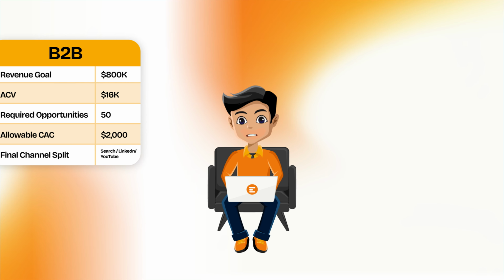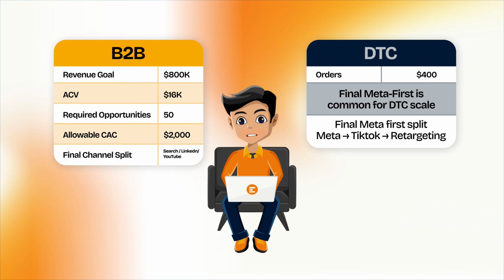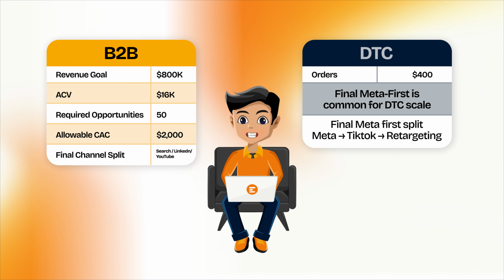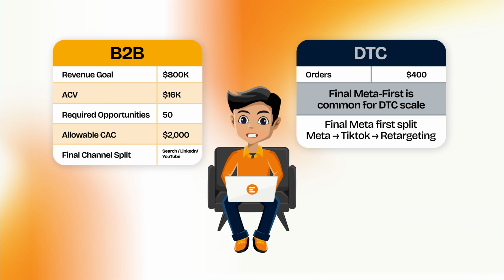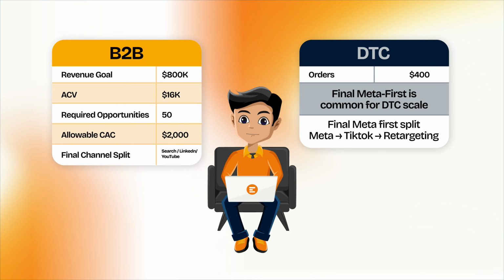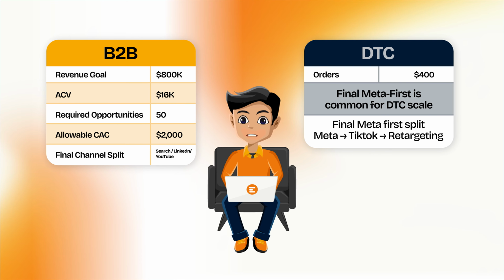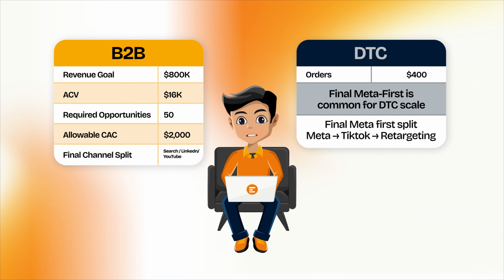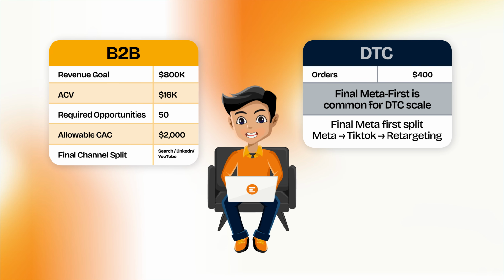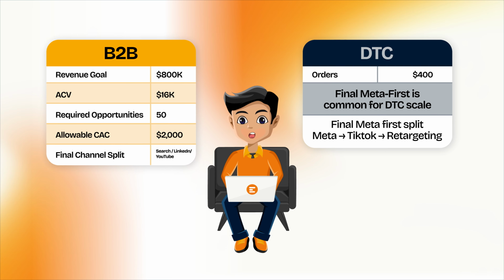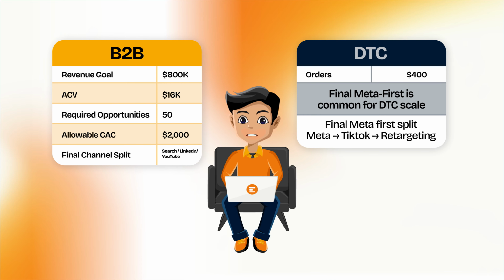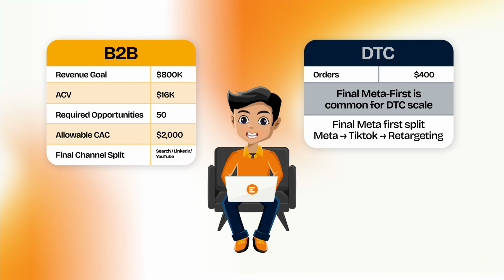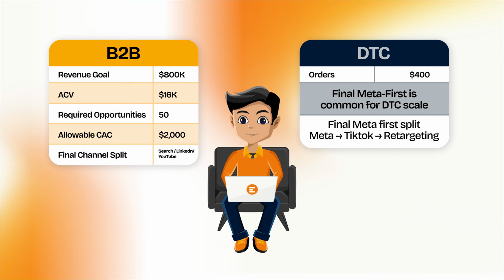Quick numeric examples. A B2B SaaS. Quarterly revenue target, $300,000. ACV, $12,000. Close rate from SQL, 20%. Opportunities needed equals 300,000 divided by 12,000 equals 25. SQLs needed equals 25 divided by 0.2 equals 125. If SQL rate from MQL is 25%, MQLs needed equals 500.